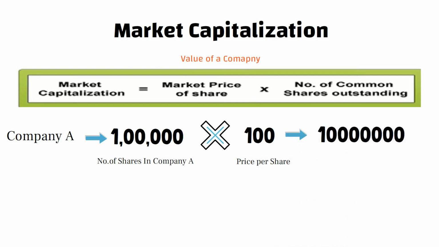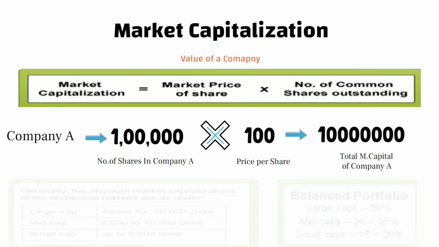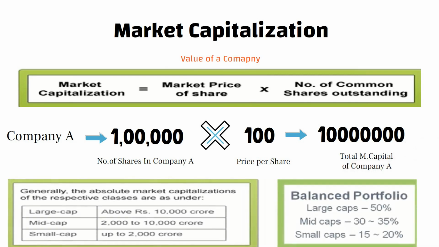And next, company market capitalization can be used to categorize them as large cap, mid cap, or small cap companies. When a company's market capitalization exceeds 10,000 crores, it is referred to as large cap stocks. When it is between 2,000 to 10,000 crores, it is referred to as mid-sized stock. Small cap stocks are those with market capitalization of less than 2,000 crores.